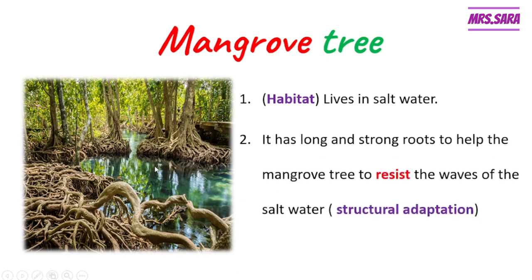How about the structural adaptation of the mangrove tree? It has long and strong roots, as you can see. Can you see the roots? They are long and strong roots. Why? To help the mangrove tree resist the waves of salt water. When the water moves and has waves, these roots make it easy to resist them. So the mangrove tree has long and strong roots to help it resist the waves of salt water.